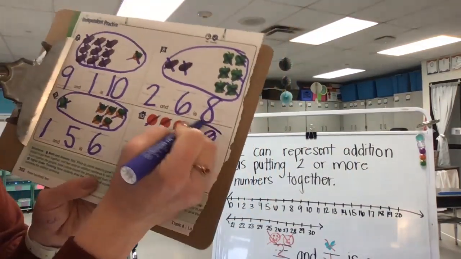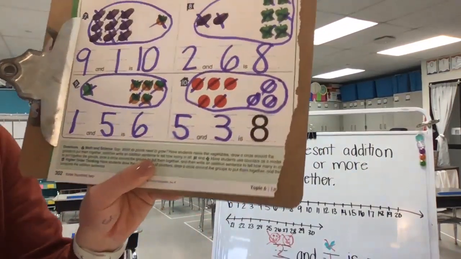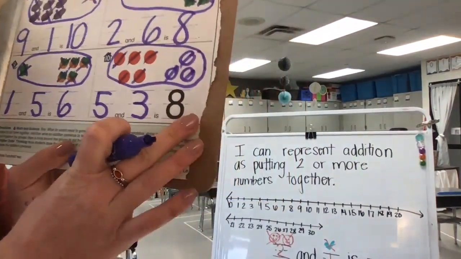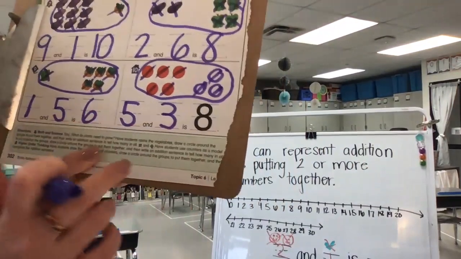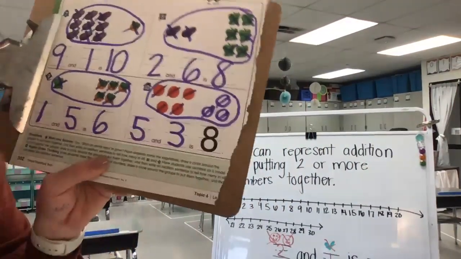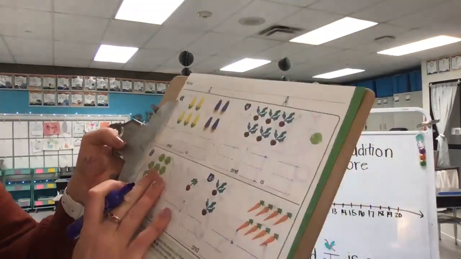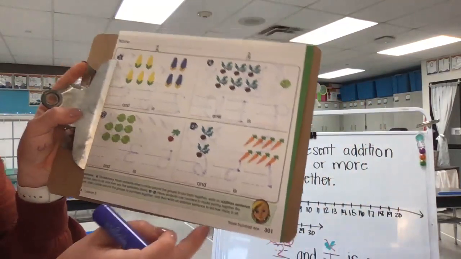Now I'm going to draw my circle around both to show that I've brought those groups together. I've added them, and now all together I have how many? 8. So let's read our sentence. 5 and 3 is 8. Very good.